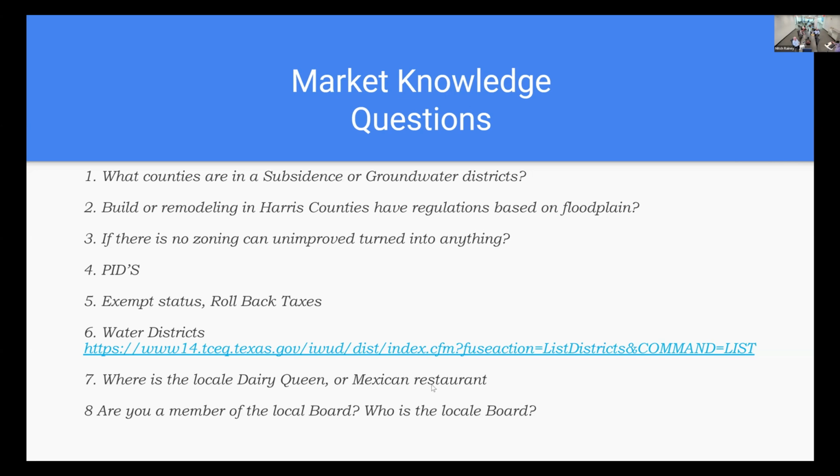Water districts have to be disclosed per the legislature. This is a website you can go to, put in the address, and it has overlays that show you if it's in a water district. A water district is not just a MUD. But you have to disclose a MUD, a LID, a PID, a PUD, a WCID.